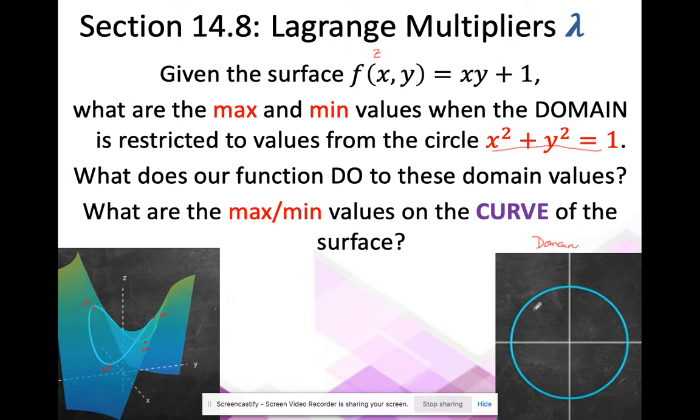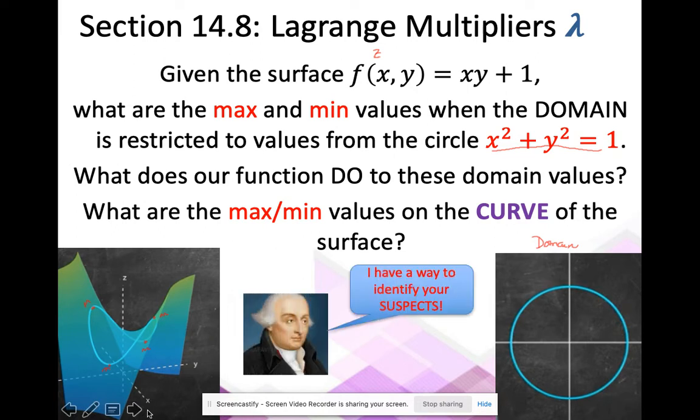The question is, which x and y's from my domain created those maxes and mins? That's what I'm after. Was it 0, 1? Was it 1, 0? Was it some other point on this circle? And which ones? I don't want to test them all. That's where Lagrange comes in. He says, I have a method to find your suspects. Your suspects will be from the domain, but instead of an infinite amount of suspects, Lagrange is going to narrow your list, and then you're going to take the list that Lagrange gives you, test those values in your function and see which one is highest and which one is the lowest.